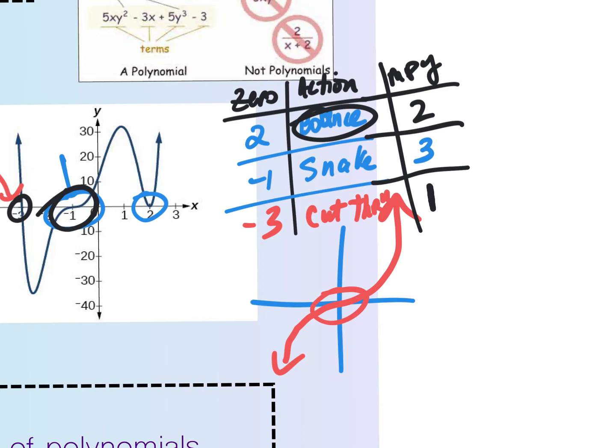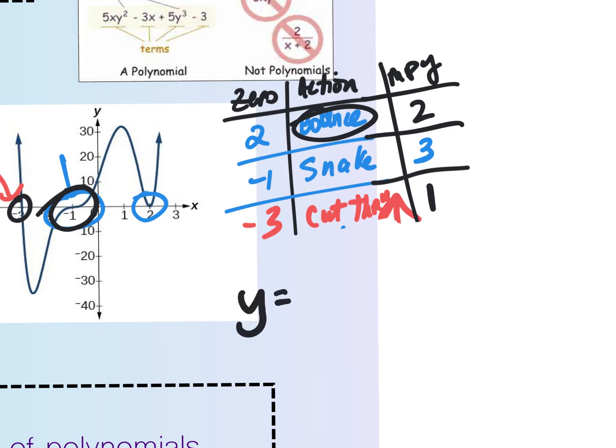That means I can write the equation now. I can write the equation based on what I just wrote there. And my equation for this would look like this. Y equals, and for each root, it's 0. Remember, that's the same thing as a root. You have to have a parenthesis.